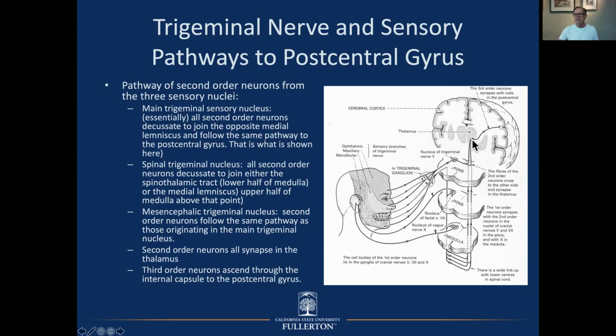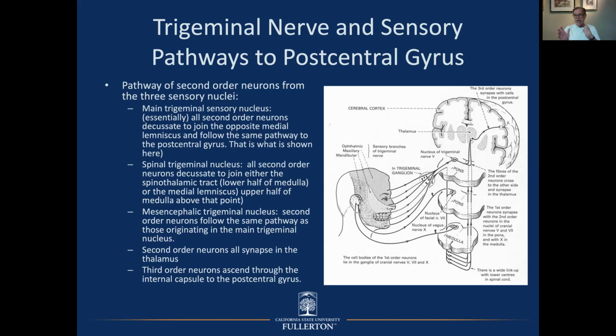So here's the synapse. And then the third order neuron projects out to the postcentral gyrus. What part of the postcentral gyrus? Well, since we're talking about sensation for the face, if you looked at where the sensory homunculus is, it's out here on the side of the postcentral gyrus, coming down fairly close to the temporal lobe. That's where the face area would be.